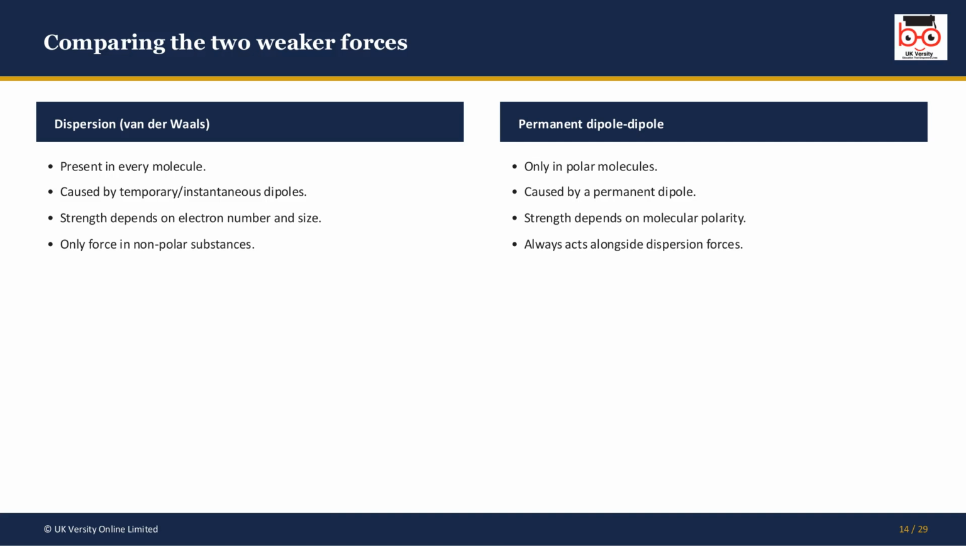They're caused by temporary, instantaneous dipoles. Their strength depends on the number of electrons and the size of the molecule, and they're the only force in non-polar substances. Permanent dipole-dipole forces occur only in polar molecules. They're caused by a permanent dipole. Their strength depends on how polar the molecule is, and they always act alongside dispersion forces, never on their own.